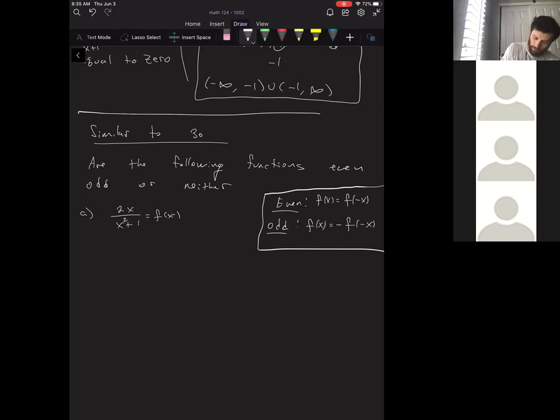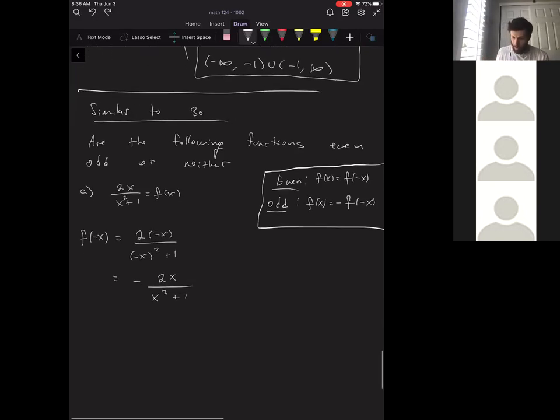So let's first start with f of negative x. All we have to do is replace all the x's with negative x's. So this is going to be 2 times negative x all over negative x squared plus 1, and this is going to equal minus 2x. The negative in the negative x squared goes away, so we just have x squared plus 1, and this negative is this negative, we're just writing it in the front.